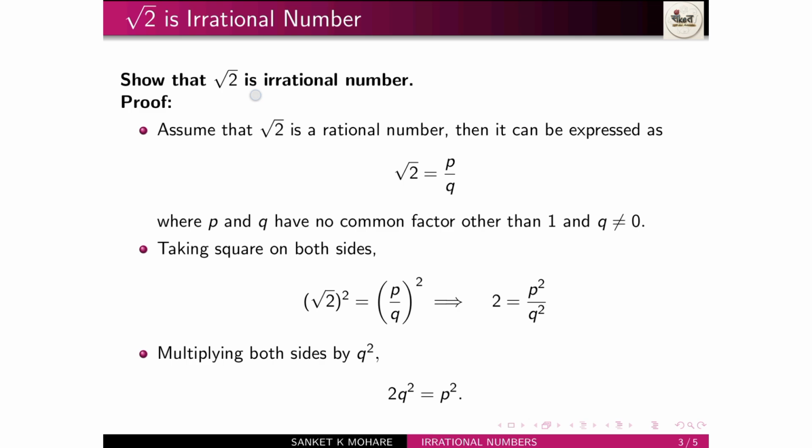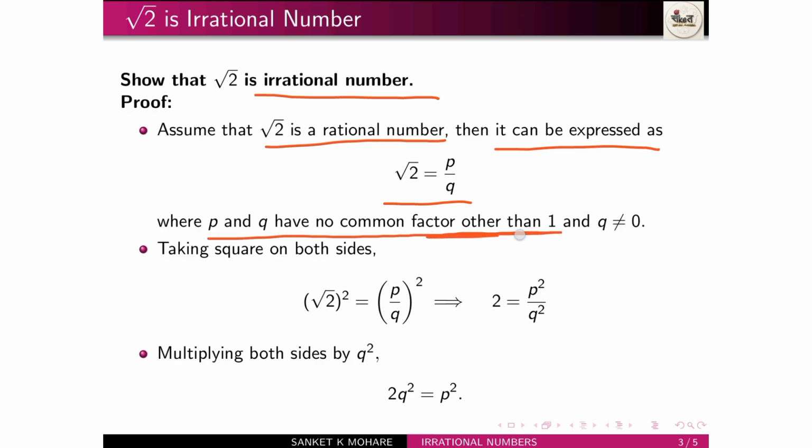Show that root 2 is an irrational number. To prove this statement, we are assuming that root 2 is not irrational. Then root 2 is a rational number, and by the definition of a rational number, we can express root 2 as p by q, where p and q are integers and q is non-zero. This p by q is in reduced form. It means what? p and q have no common factor other than 1. So p and q share only 1 as a common factor. It means they have no other common factor than 1.